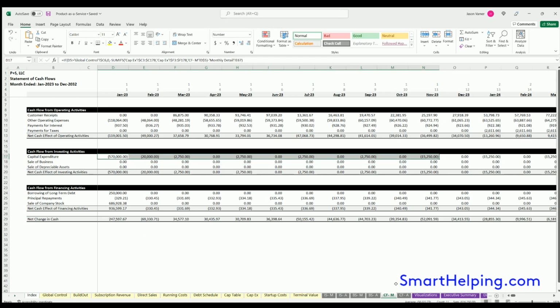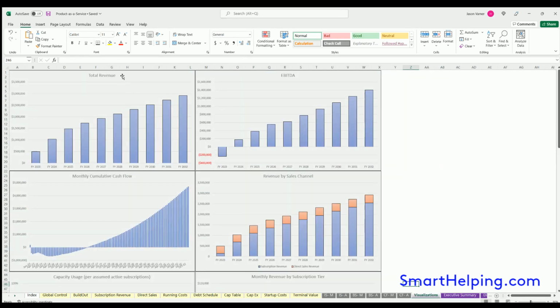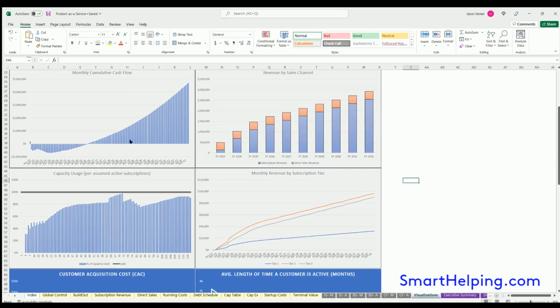So there's that. You've got visualizations, lots of visualizations. So total revenue by year, EBITDA by year, monthly cumulative cash flow. This is nice. It shows you when the equity break even happens based on all the different cash flow items. So here you can see the minimum cash positions, what we need, and then we start to make some money here, and we finally pay back the equity on, in this case, around July 2026.